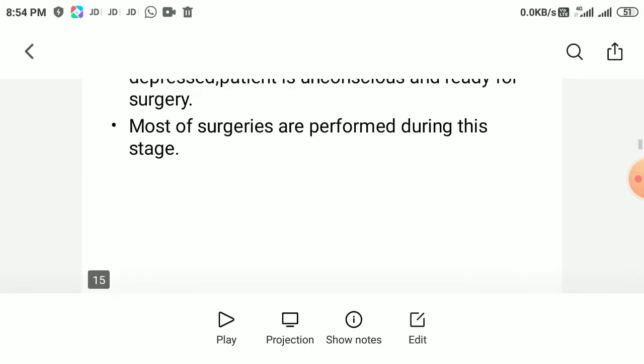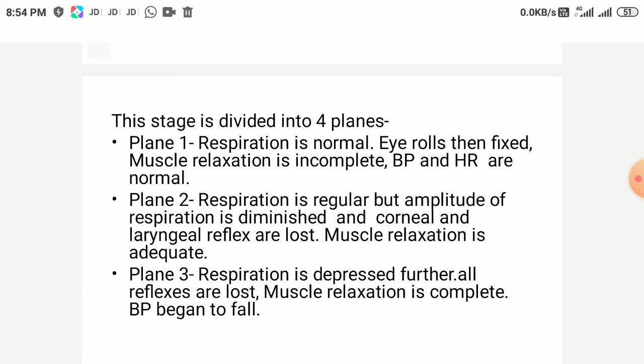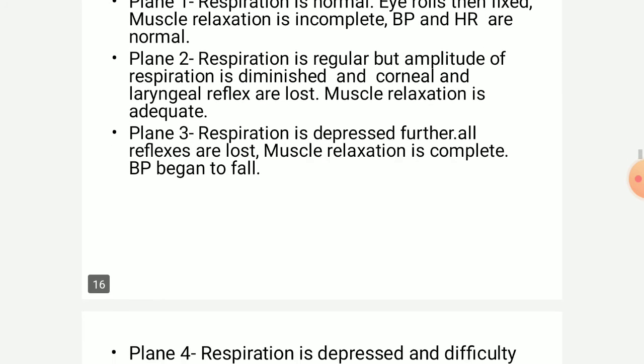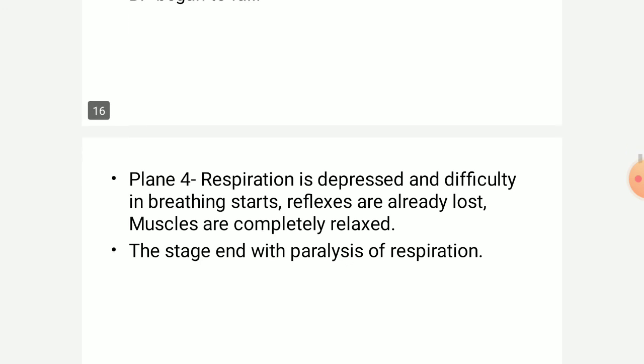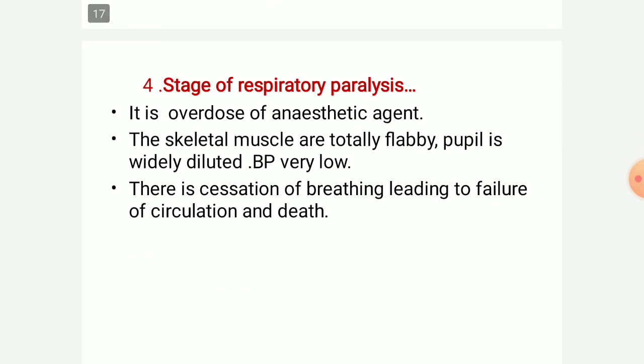In stage 3, the respiration is normal, but if depth of anesthesia is increased and goes to plane 4, then in this plane 4, the respiration is depressed and all reflexes are lost and muscles are completely relaxed. And after this plane 4, stage 4 comes, that is paralysis of respiration. In this stage, if an overdose of anesthetic agent is given, then stage 4 occurs, that is the stage of respiratory paralysis.